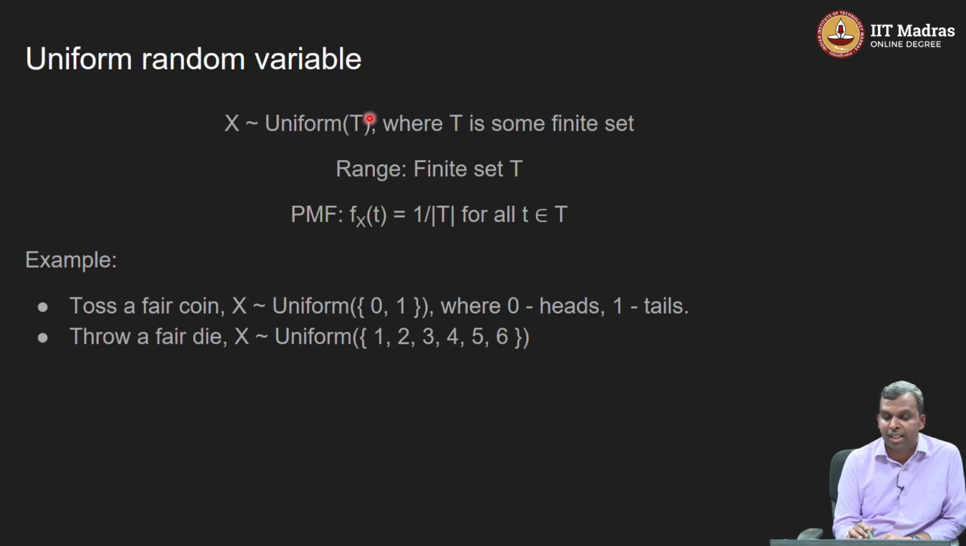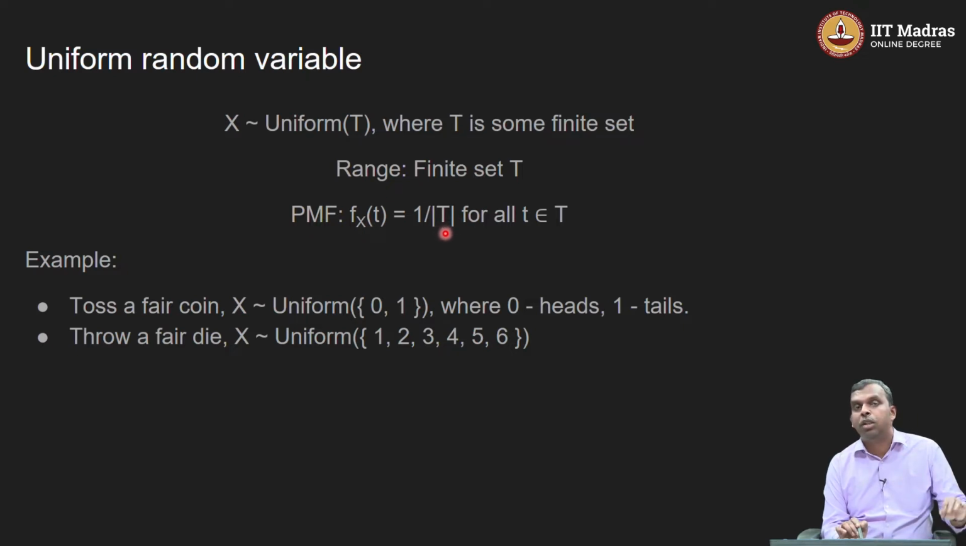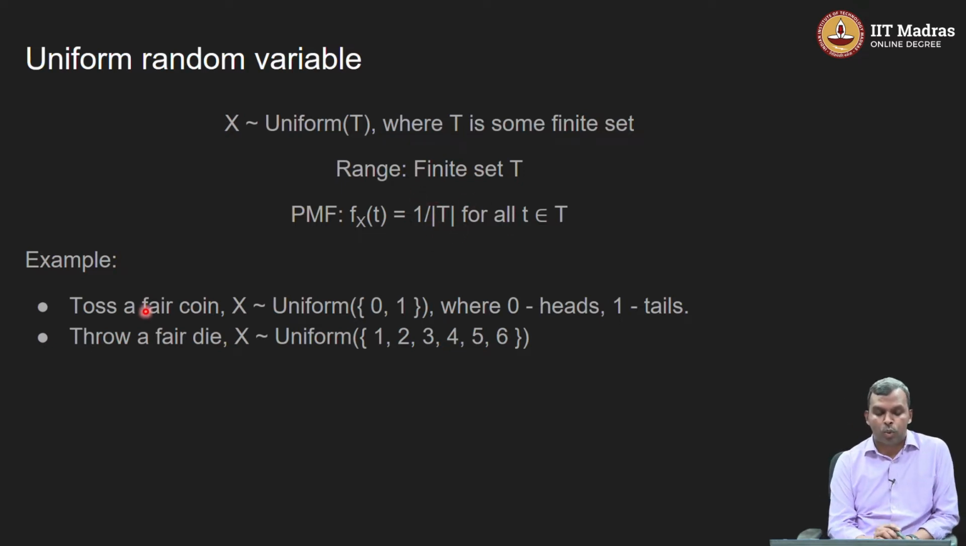Whenever I put a finite set here and I say I have a random variable which is uniform in that finite set, what I mean is this random variable X has range equal to that finite set and its PMF is uniform, as in it takes the same value for every element in that finite set. So it's 1 by size of T.